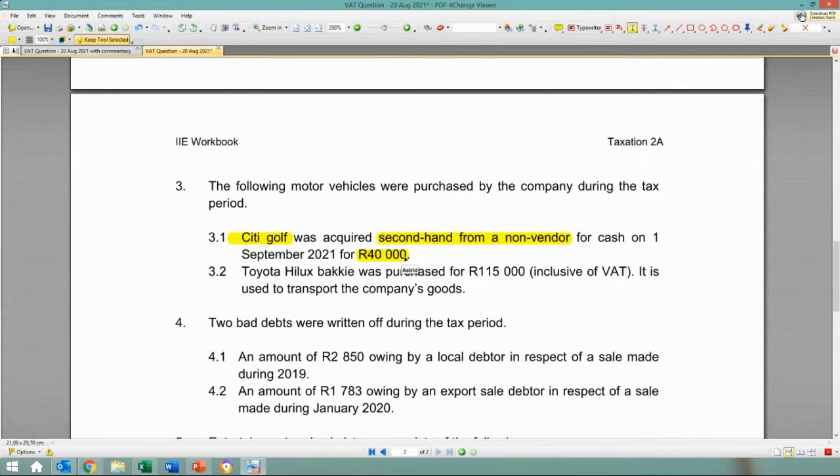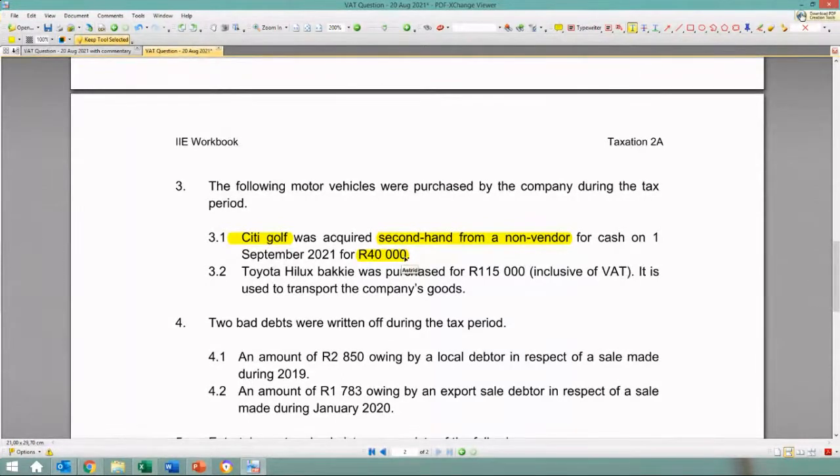Okay, so Estienne says no. Alzon says yes, notional input VAT. Okay, so Alzon, I'm glad you actually brought up the notional input VAT. In this scenario, they've given you the second-hand and non-vendor information to lead you towards the notional input VAT. However, because of the type of motor vehicle, it is denied whether it's normal input VAT or notional input VAT. So in this scenario, because it is a normal motor vehicle, no input VAT would be allowed.